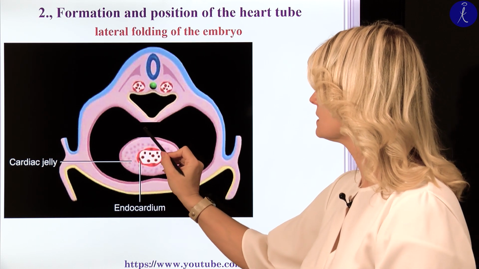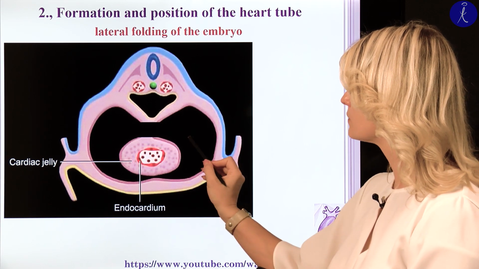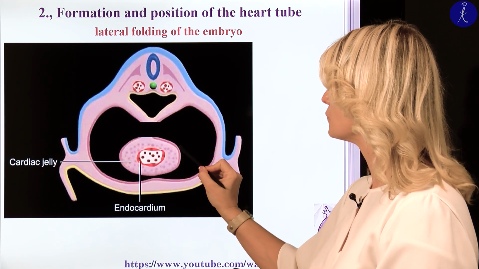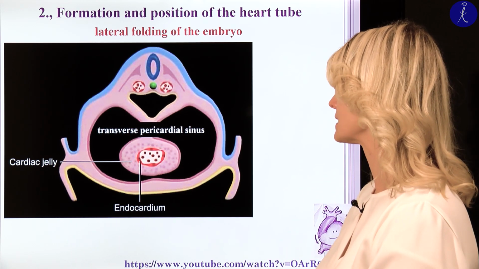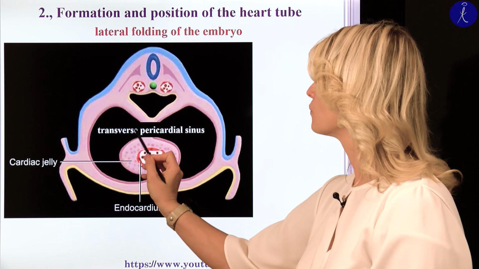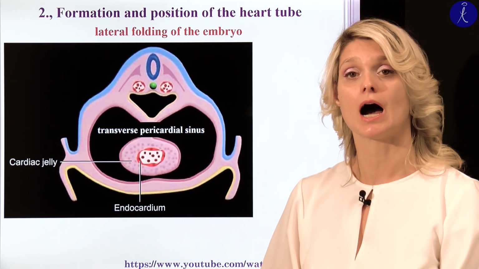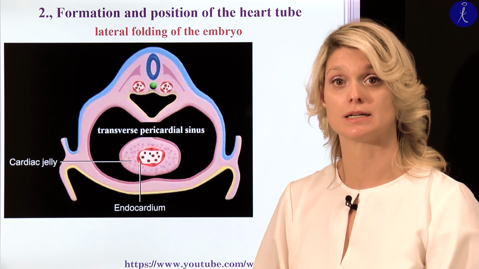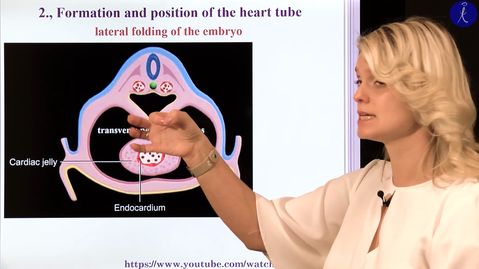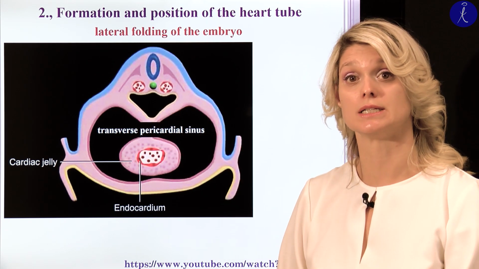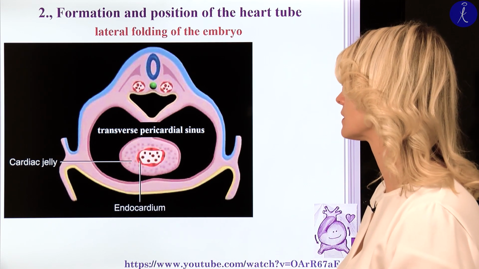During the development, this double layer will disappear, and you can see that the heart tube is not fixed to the posterior wall of the thoracic cavity. This will be the transverse sinus of the pericardium. I hope you saw it in the dissection room in the anatomy practice. Here you can see it. It is visible around the arteries, the aorta, and the pulmonary trunk in the cadaver.